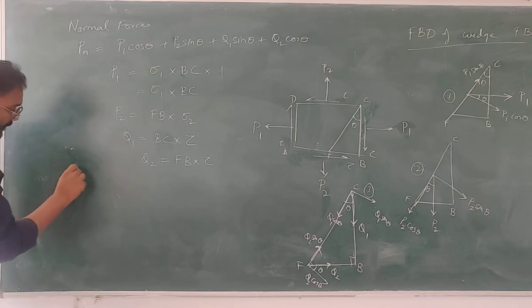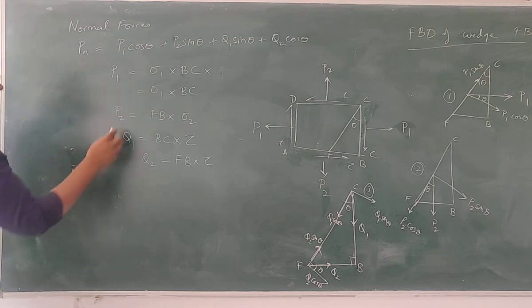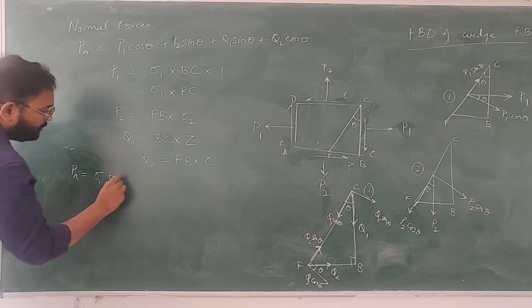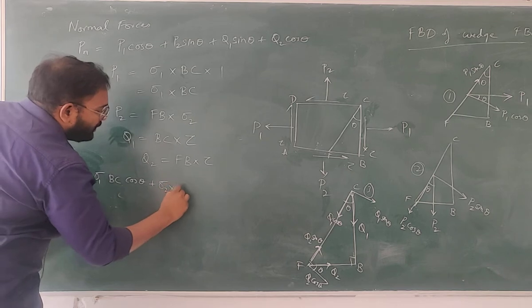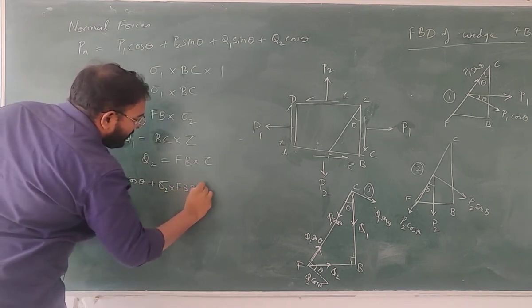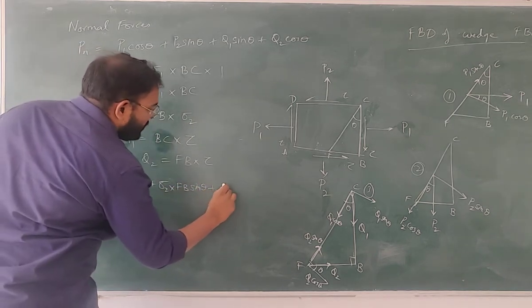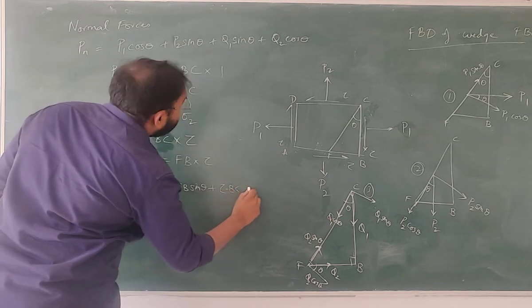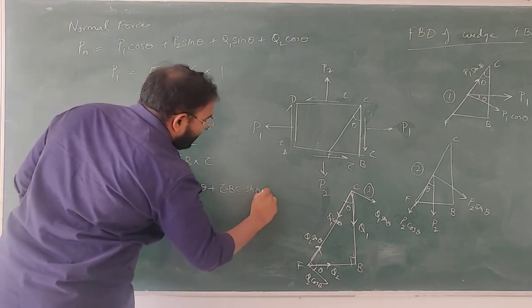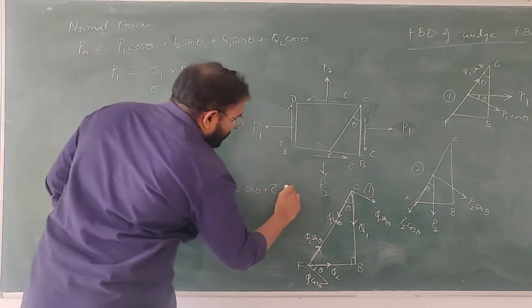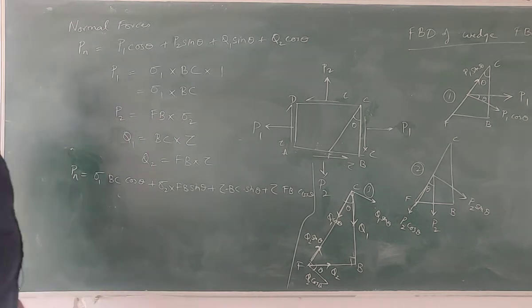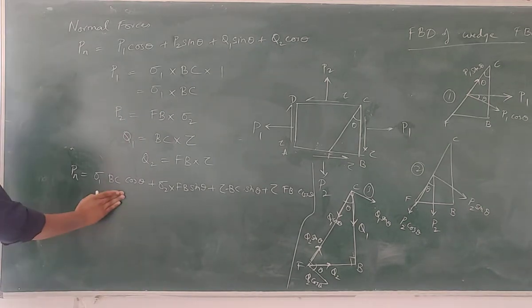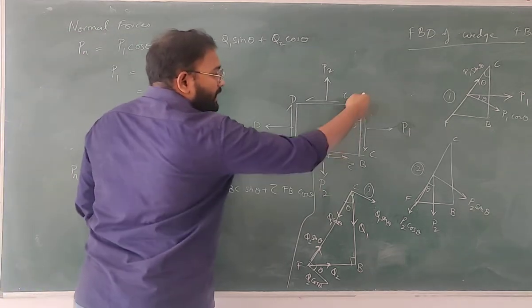Substituting in this equation, Pn is equal to sigma 1 into BC cos theta plus sigma 2 into FB sin theta plus tau BC sin theta plus tau FB cos theta. Now, I want to calculate stress on this plane. Sigma n I want to calculate.